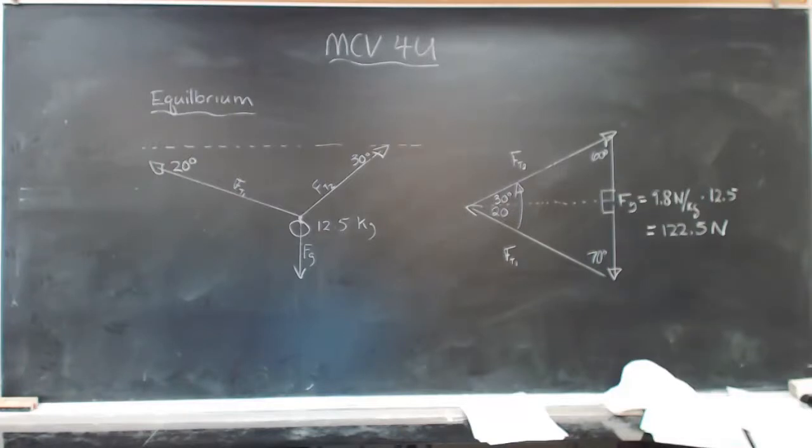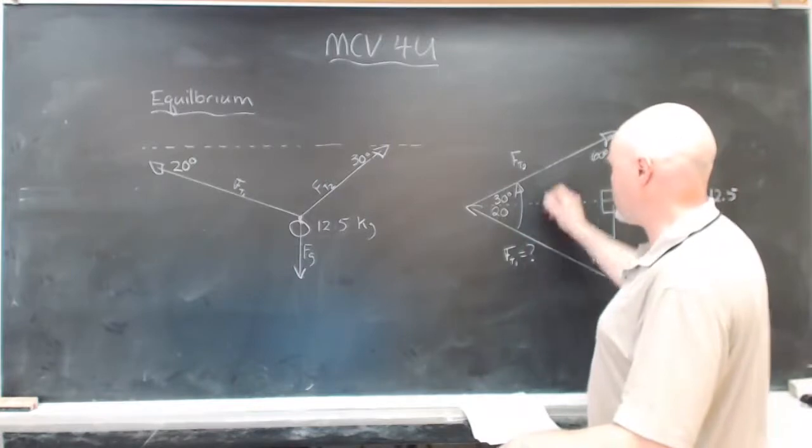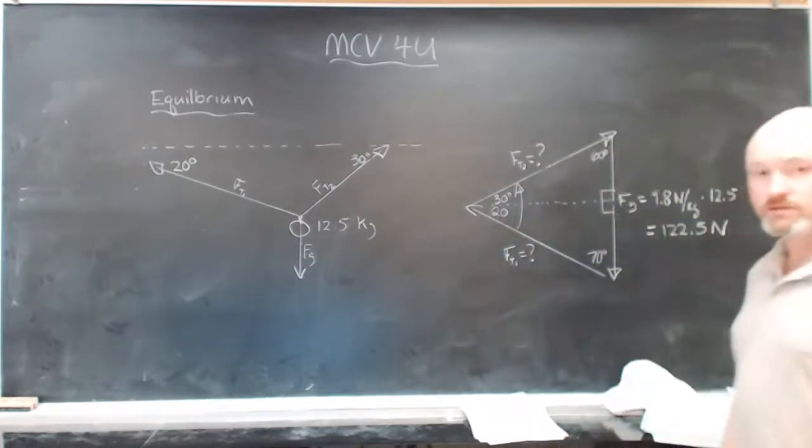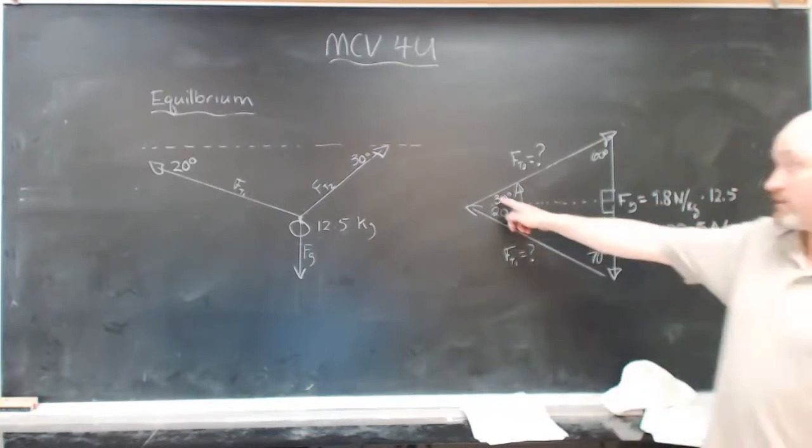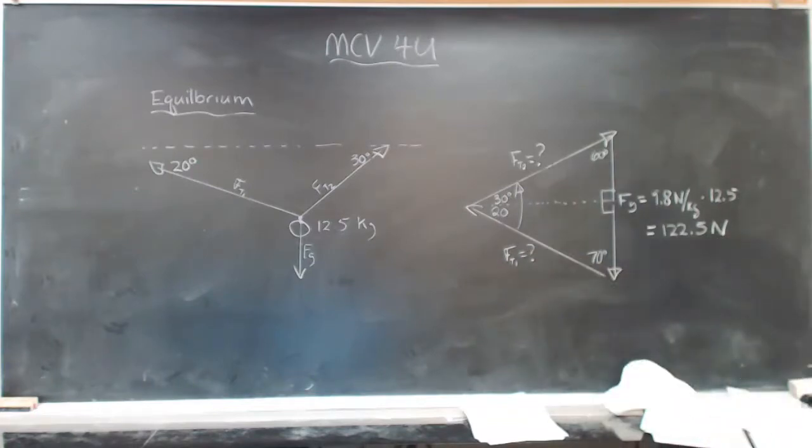Okay, so RJ, the big question is, what's this, FT1, and what's this one, FT2? So really the big question is, how are we going to calculate the remaining two sides? Nope. Because this is not a perpendicular bisector. Remember, that's 20 and that's 30. Pythagorean law? Not in this case. Pythagorean law won't work.